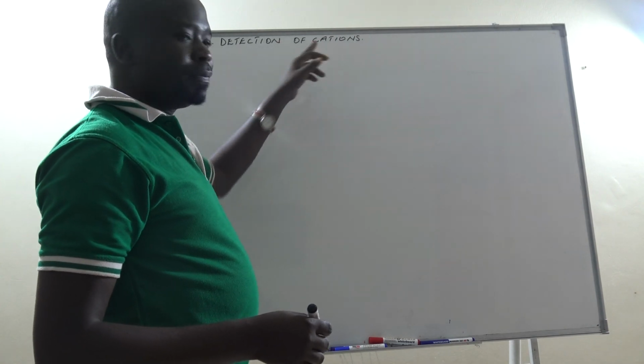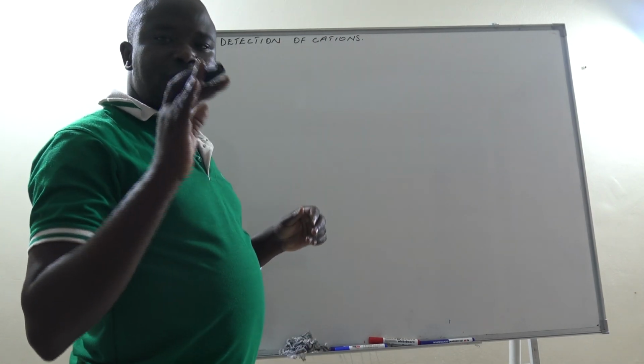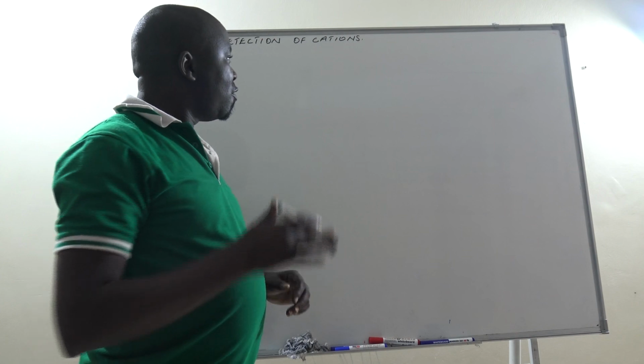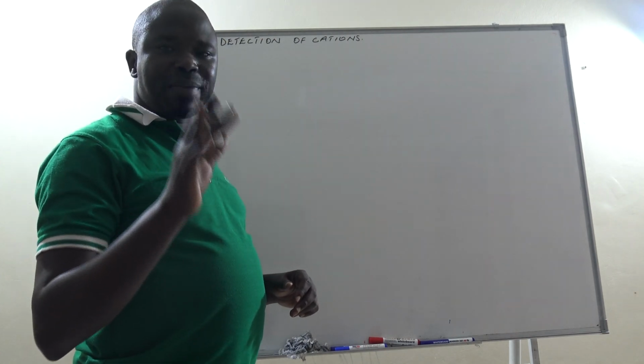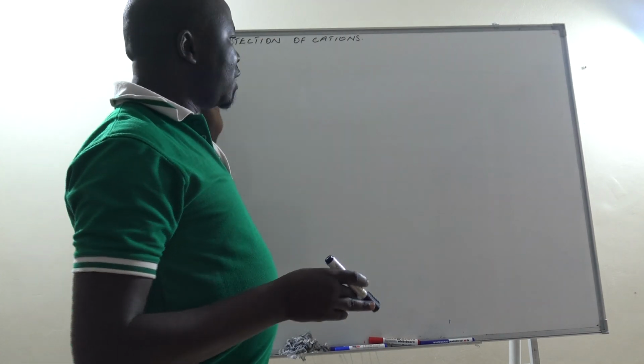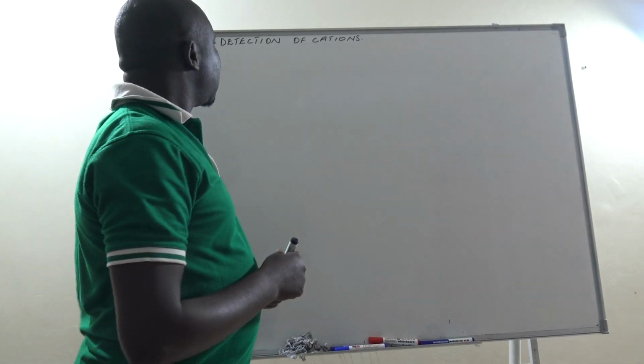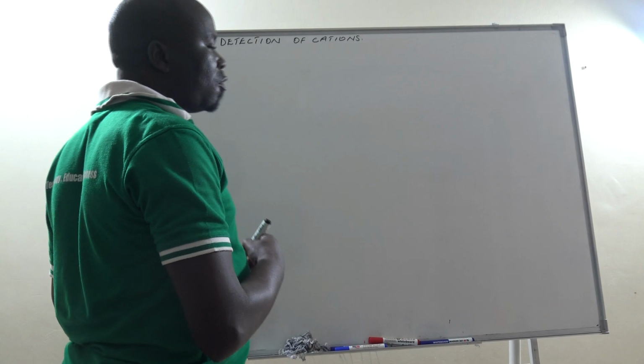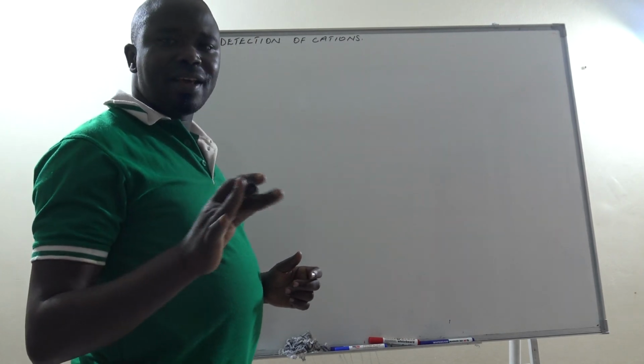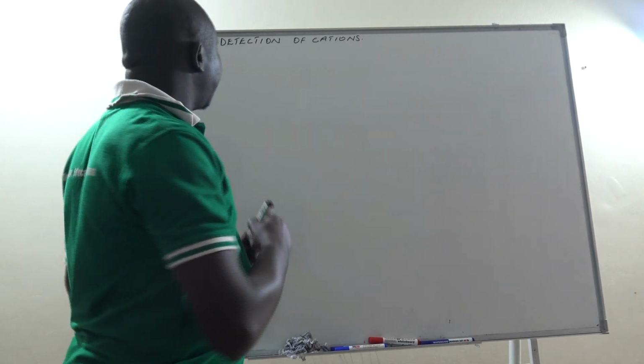Let us continue with our ionic chemistry and qualitative analysis, and we look at the detection of cations. In this case, we have already seen the two major reagents used for detecting cations, that's sodium hydroxide solution and then ammonia solution, and we have exhaustively had a look at them. So now let us try to zero in on some cations and we see how we can confirm them.